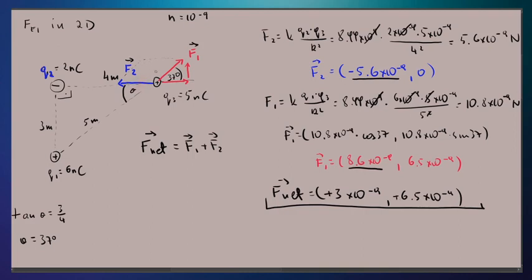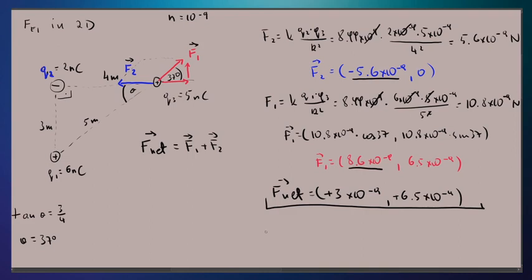So my picture is misleading, but Fnet comes out to be pointing somewhere like this. Right, somewhere like this, where there's a positive x component and there's a positive y component. Okay, so anyways, so we have Fnet, and of course that implies that this particle would accelerate in this direction here.